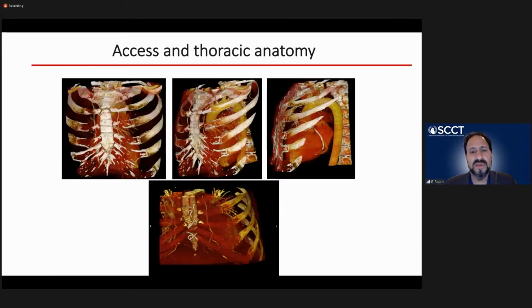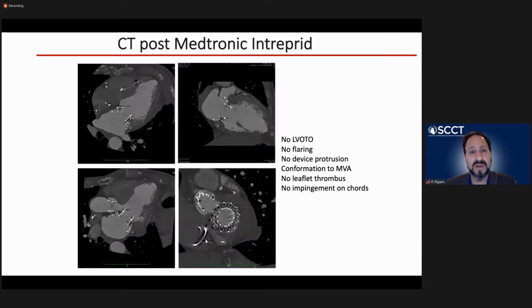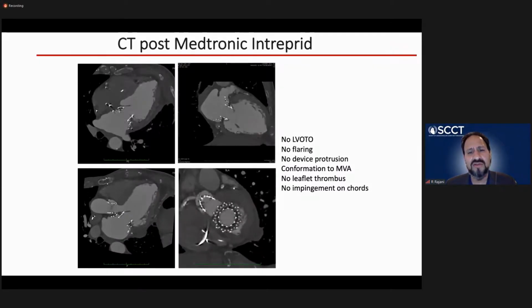Now, also important to date has been the presence of thoracic anatomy. And one of the reasons is that the majority of approaches are currently performed using a transapical approach. A lot of the device manufacturers are now investigating the feasibility of transseptal approaches, which will clearly be more lead-friendly. Now, this is one of the world's first images, from a couple of years ago, of a Medtronic Intrepid device in situ on a post-procedural CT scan.